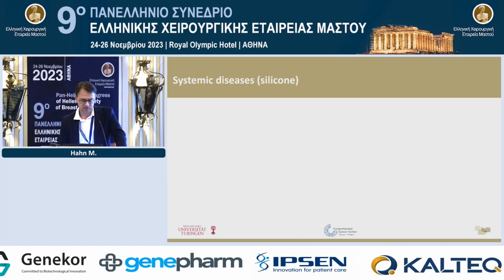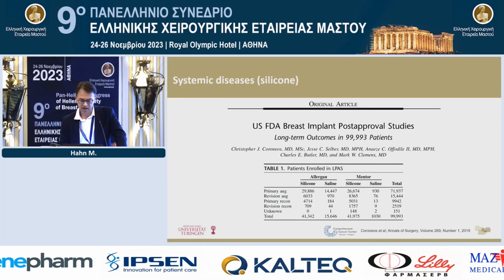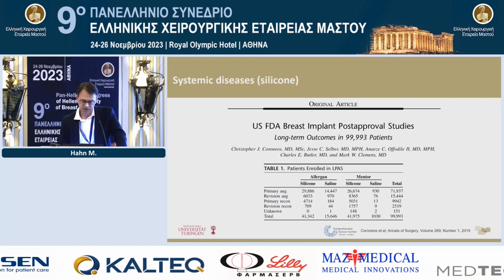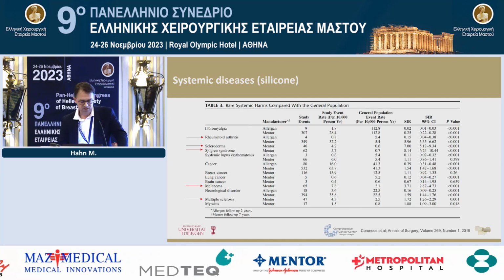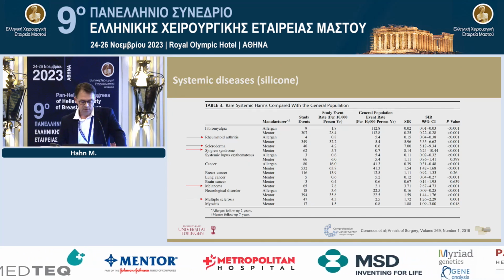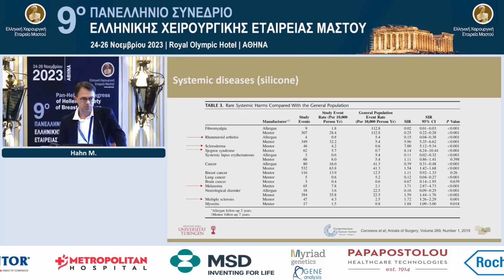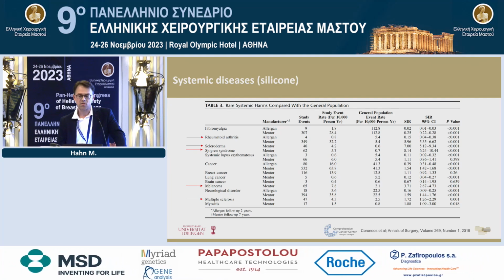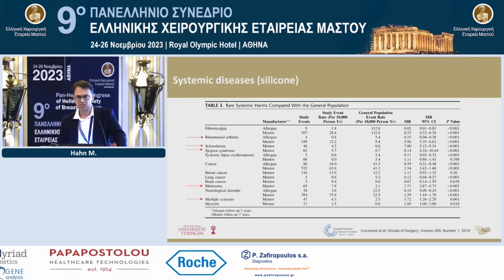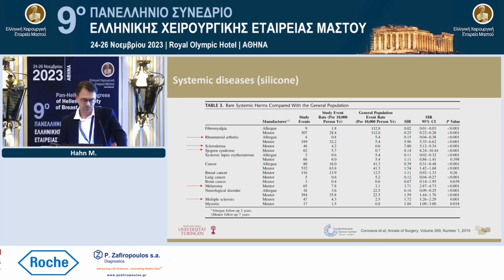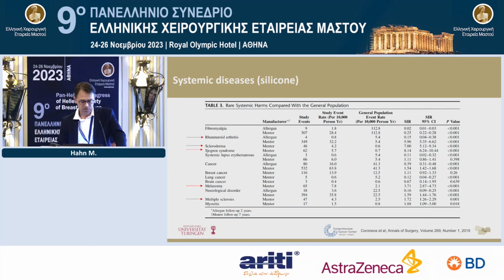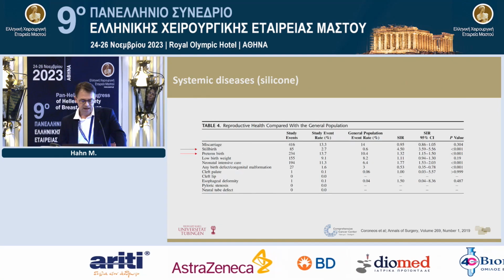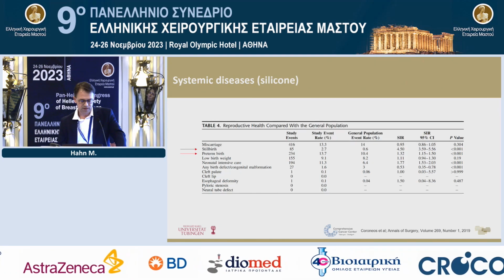Let's talk about systemic disease in silicone implants. And again, let's look at the data of the FDA approval trial on more than 99,000 patients. And you find this table with an elevated number of systemic disease when you compare patients with implants to patients who have no implants. It's an epidemiological analysis on rheumatoid arthritis, scleroderma, Sjögren's syndrome, melanomas, and also stillbirth and preterm delivery.